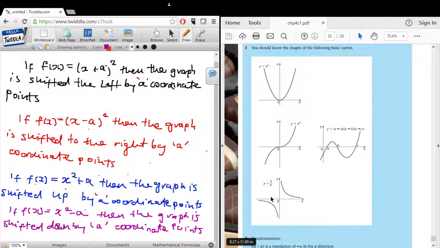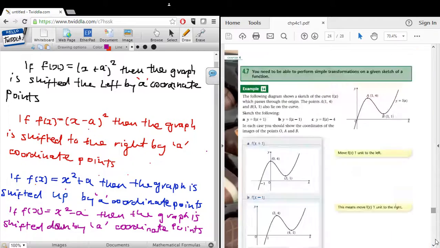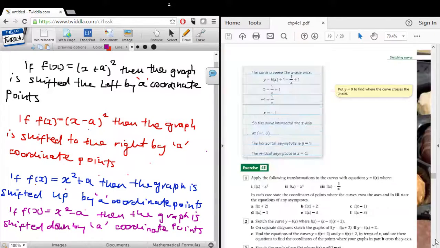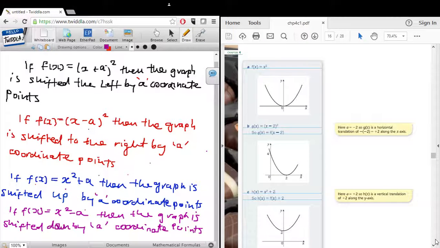And likewise for this asymptote, same thing here, 1 over x. Now if we had for example 1 over x plus 1, over here, then again this will be shifted up. So the rules are all there for you. Now let's get to the question, section 4.5, so that we can show you some diagrams. So here we go.